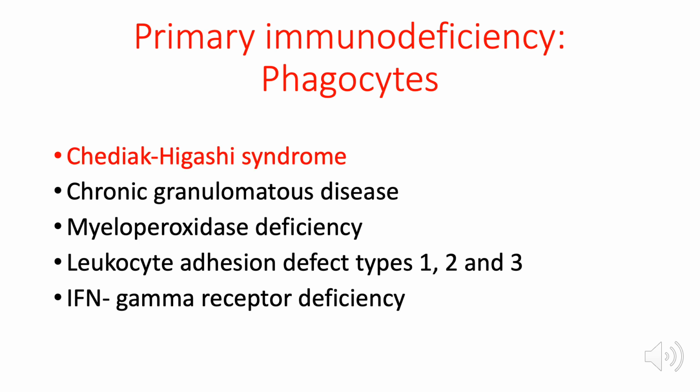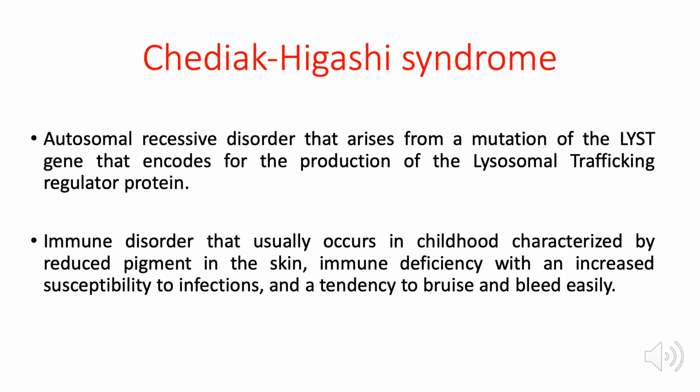Let's start with Chediak Higashi syndrome. Chediak Higashi is an autosomal recessive disorder, meaning you need to inherit two abnormal genes from your parents for you to manifest the signs and symptoms of this disease. And this basically involves a mutation in the LYST gene. The LYST gene encodes for the LYST protein. LYST stands for lysosomal trafficking regulator protein. And how important is this protein?